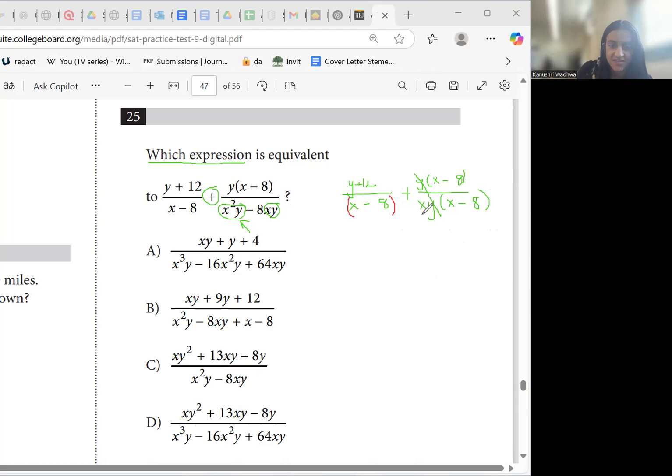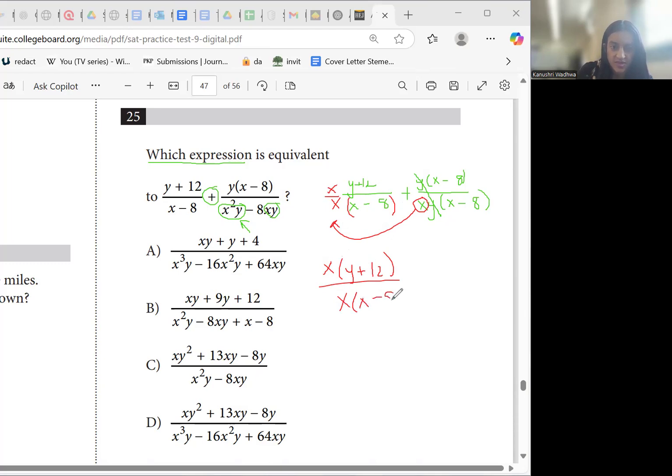Instead, let me see what's missing here on the left side. I have an x - 8 over here, but I don't have this x. I need this x. So I'm going to take this x that's left over and multiply it to the numerator and the denominator. I'm going to multiply this by x over x, because if you don't multiply the numerator and the denominator, it's going to change the value. So we have x times (y + 12) in the numerator, and in the denominator, we have x times (x - 8).